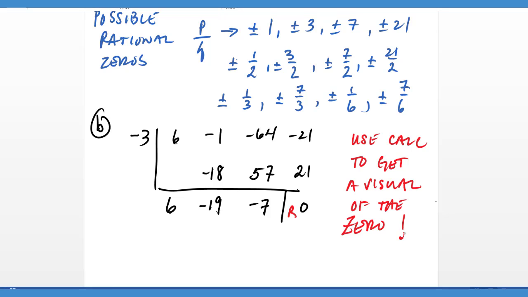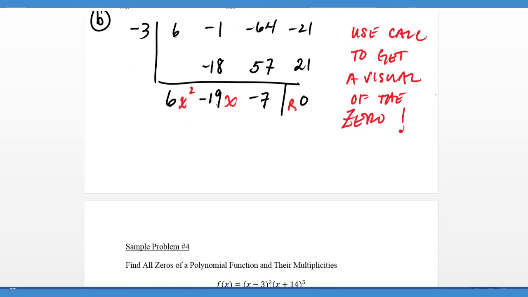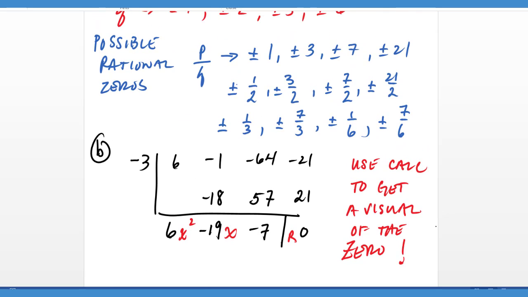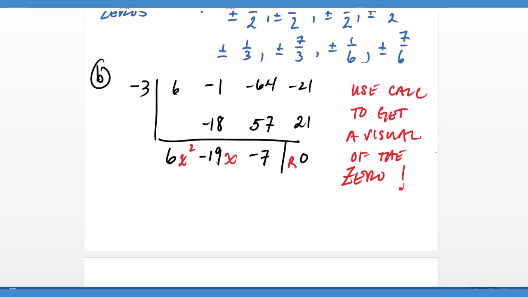Now, if we look at our depressed polynomial, we're going to have x squared and x. It's going to be our job to factor that final piece, and of course, we're going to end up doing that with grouping.